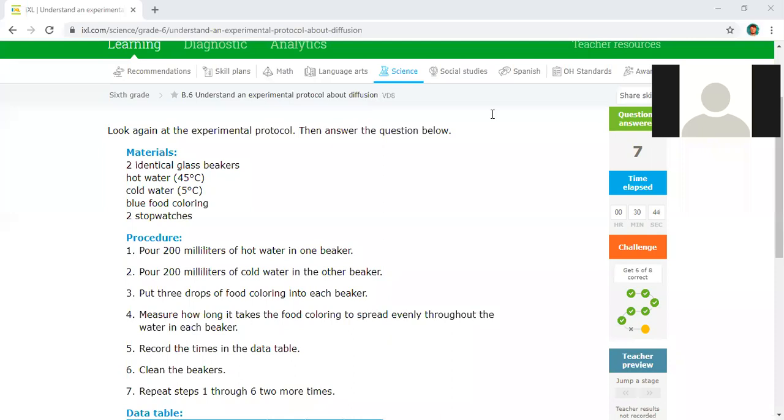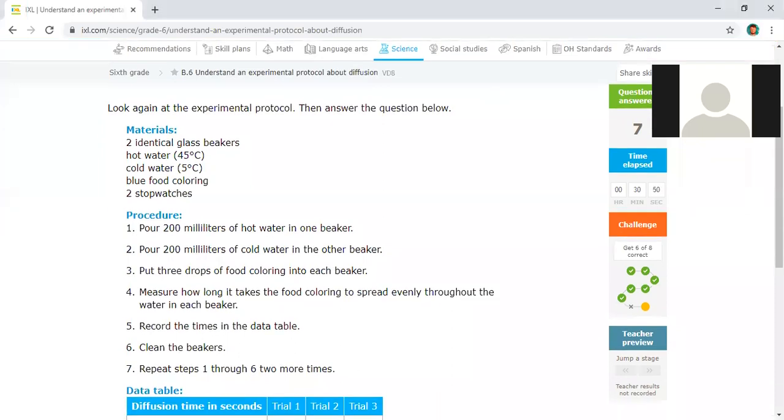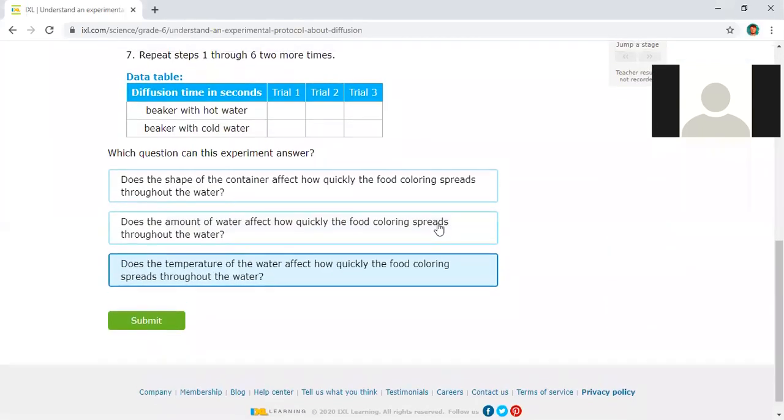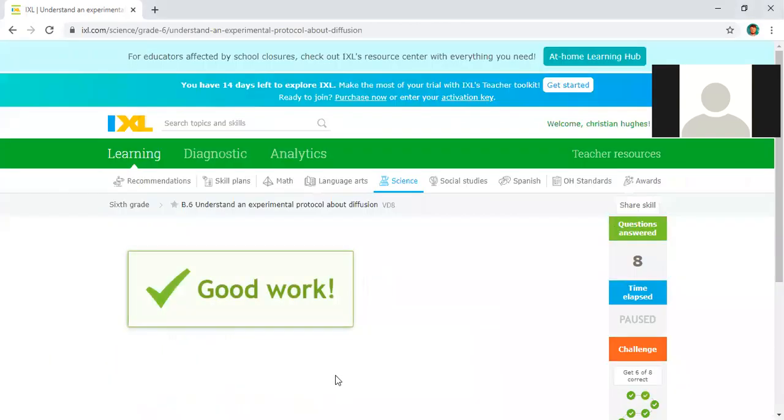So we could for sure do that one. And then the middle one talks about amount of water. Our materials doesn't tell us the amount, but our procedure does. This one is 200 milliliters of hot and 200 milliliters of cold. So our amount is actually the same also. So it cannot be the middle one. The only thing we can answer is the last one, right?